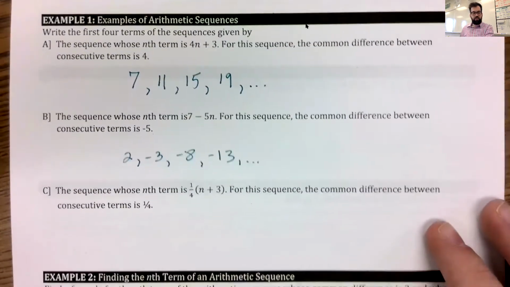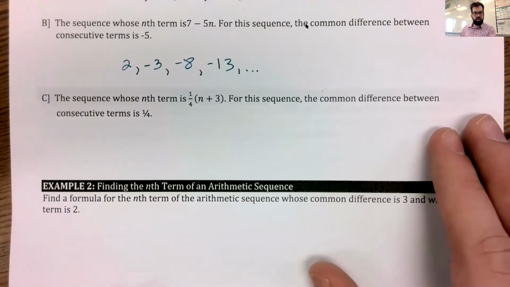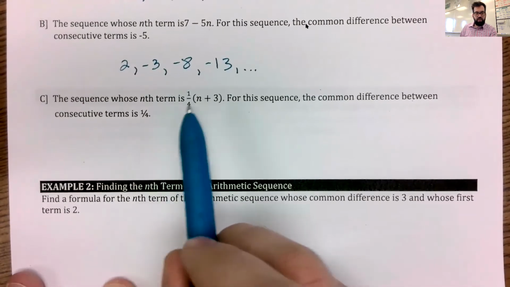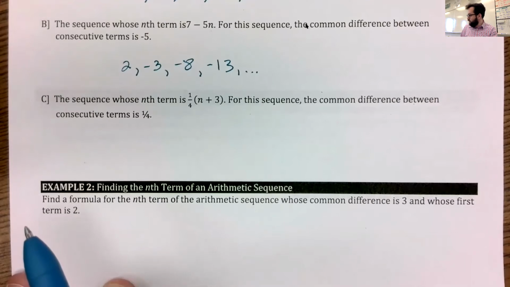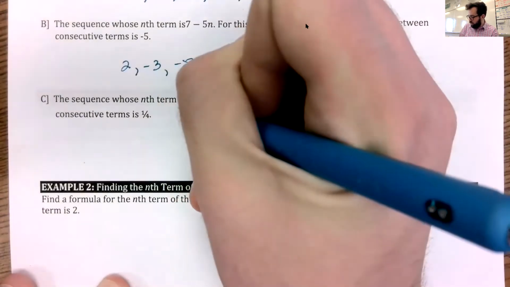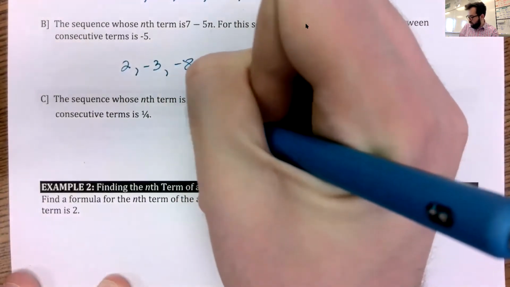All right. That brings us to letter C. This time we have the nth term of 1/4 times the quantity n plus 3. It's going to be easiest, I think, this time if we distribute this 1/4.